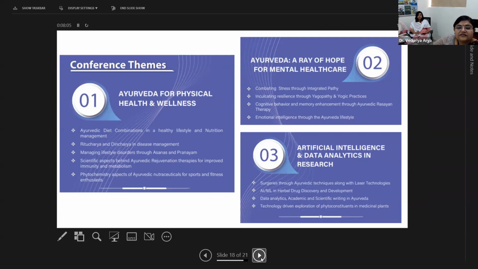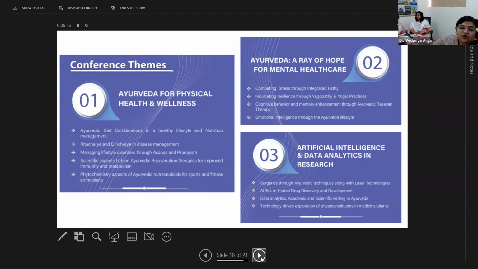The first conference theme is Ayurveda for physical health and wellness. Ayurveda is not a simple concept. It includes diet, ahar, vihar, dincharya, ritucharya. It manages lifestyle disorders through asanas and pranayams. So we have special sessions for this theme: the scientific aspects behind Ayurvedic rejuvenation therapies for improved immunity and metabolism, and the phytochemistry aspects of Ayurvedic nutraceuticals for sports and fitness enthusiasts.